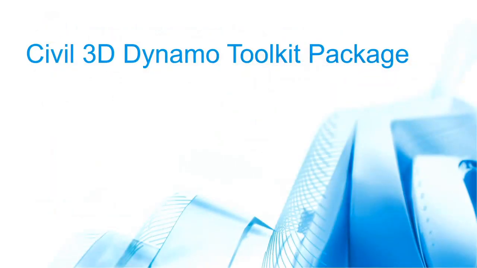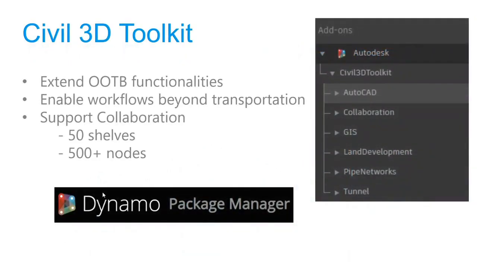I highly recommend that you check the Civil 3D Dynamo Toolkit package. It has been available since almost a month ago, and it allows you to access additional Civil 3D objects. Again, it's free to download: 50 additional shelves, 500-plus nodes. You can download it from the Dynamo package manager.